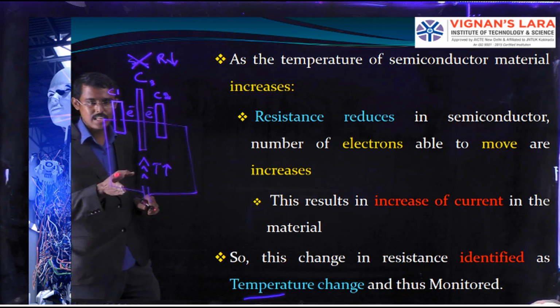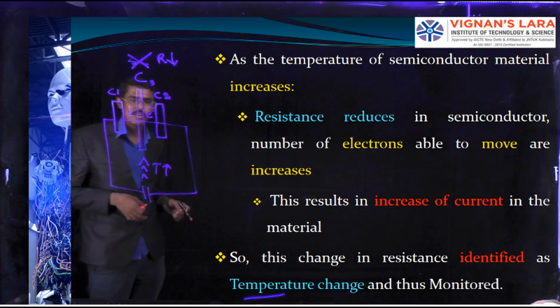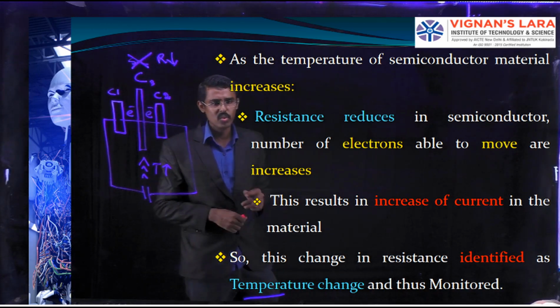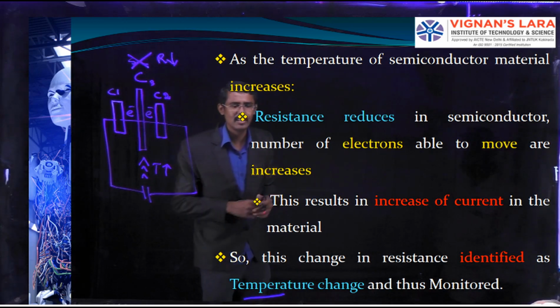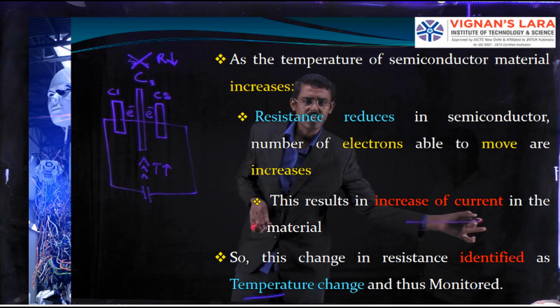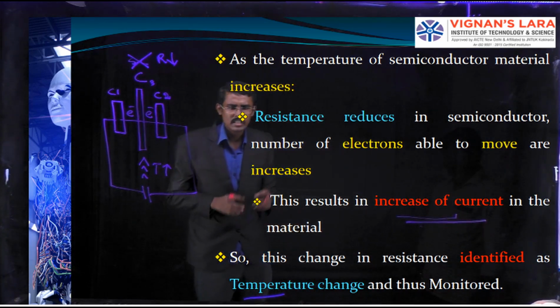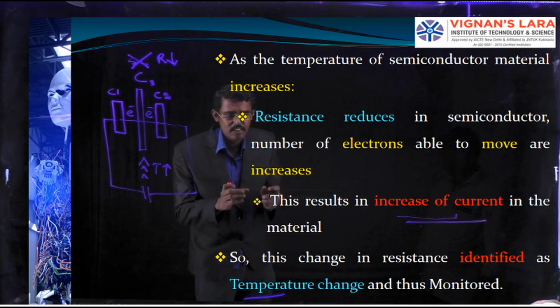So see, it is the same circuit which is available in the iron box also. So these things we are able to use. This results in increasing the current flow of the material. So the change in resistance is identified as a temperature change.